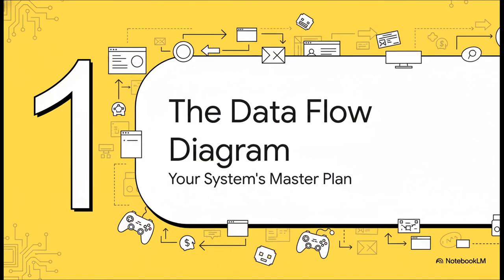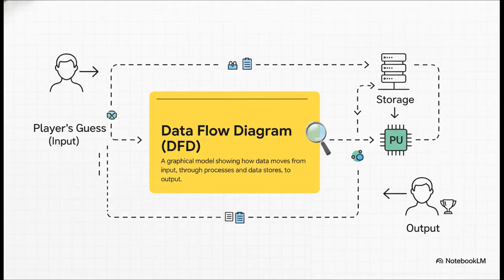First up is the data flow diagram, or as you'll hear it called, the DFD. I want you to think of this as the high-level master plan for your entire system. It gives us that bird's-eye view, showing us exactly how information is going to move around inside our game. So what is it really? A DFD is basically a map. It's a graphical model that does one thing and one thing only. It shows how data moves. It tracks the entire journey of a piece of information, from an input, like when a player makes a guess, all the way through different processes, into and out of storage, and finally back to the player as an output.